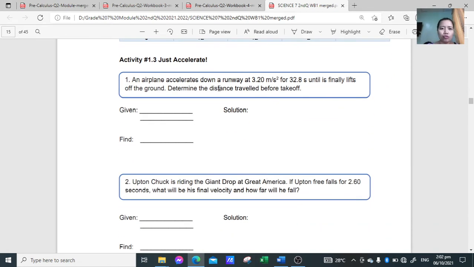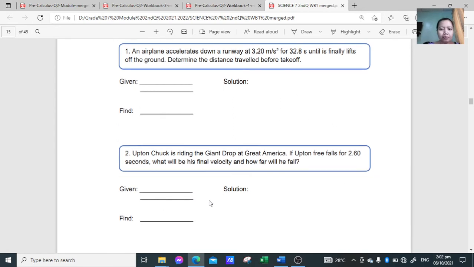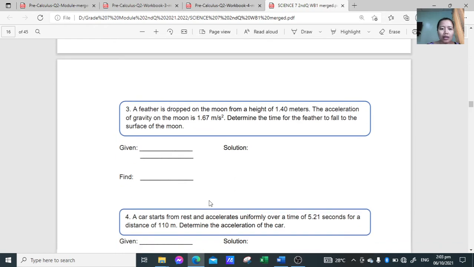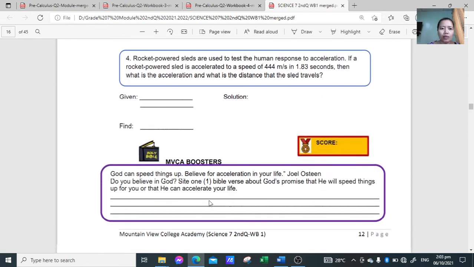Activity 1.3, just accelerate. Here is the word problem, and based on the word problem, you are going to enumerate the given and find. Then show your solution on this area. Same with number 2 and number 3 and number 4 and number 5.